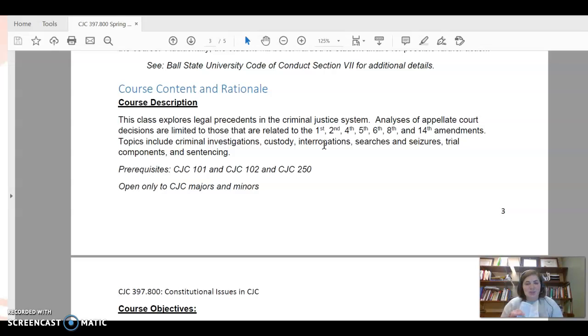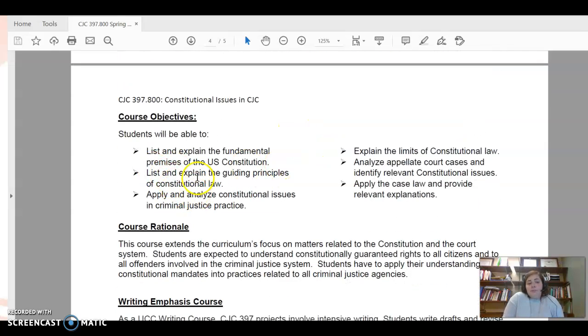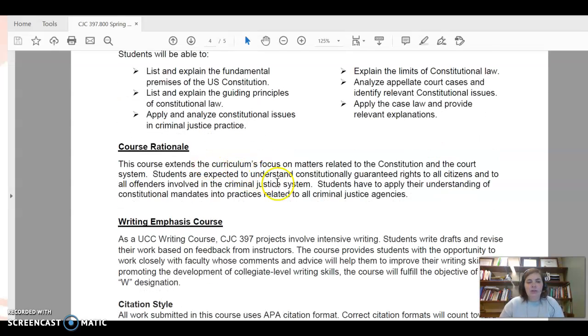I have this little pocket Constitution, starting on page 21, where we'll be dealing with some of those amendments. By the end of this class, you should be able to explain how constitutional practices work and the limits of constitutional law. You'll be able to apply case law to some relevant explanations.